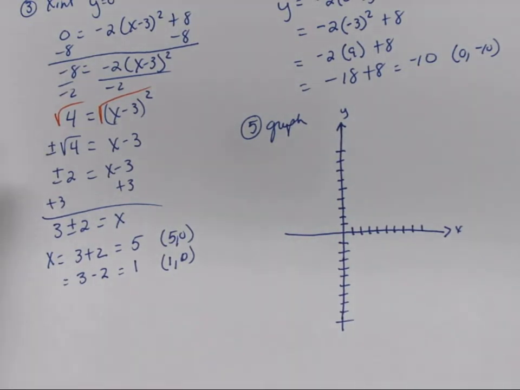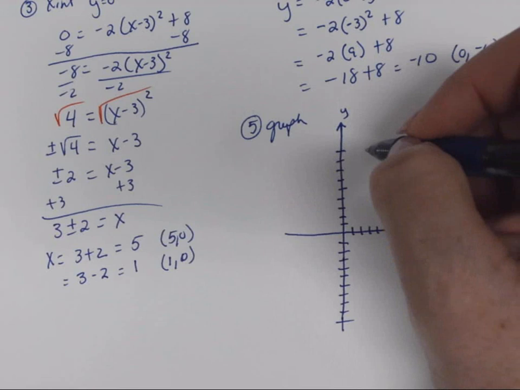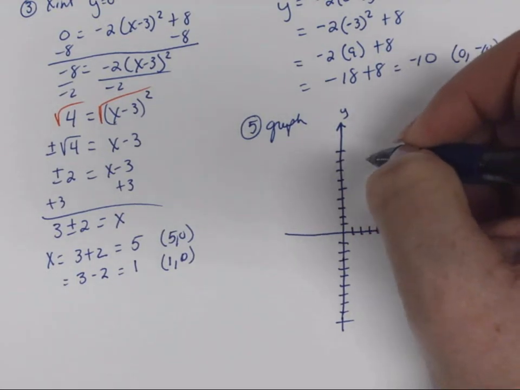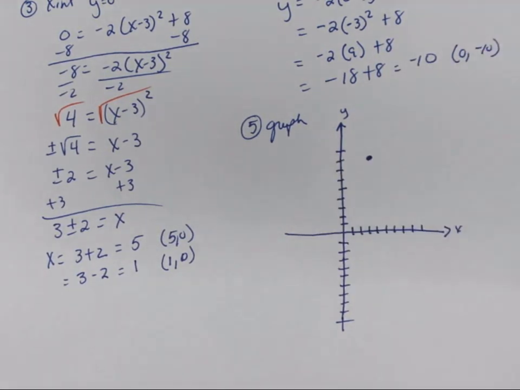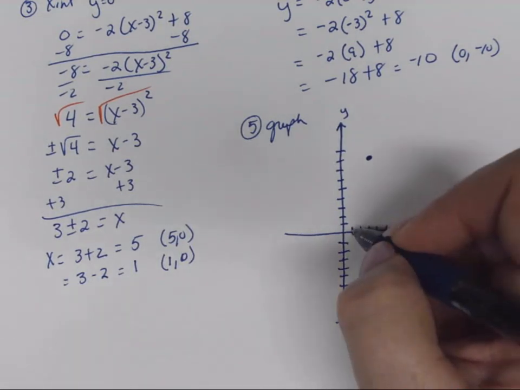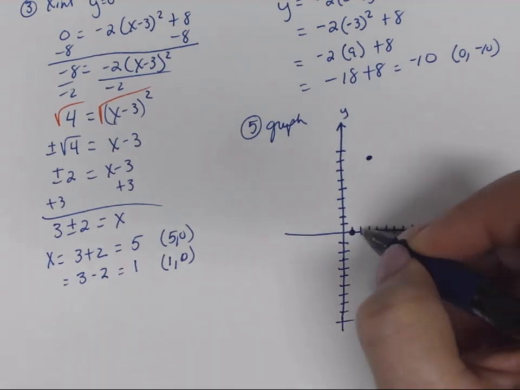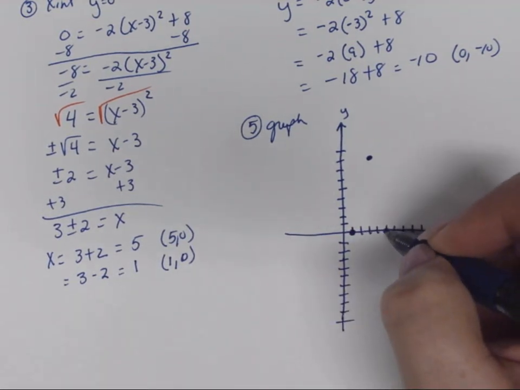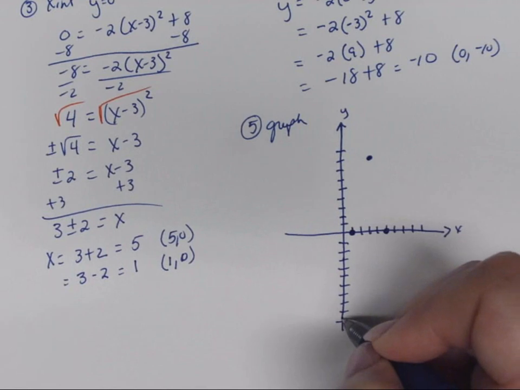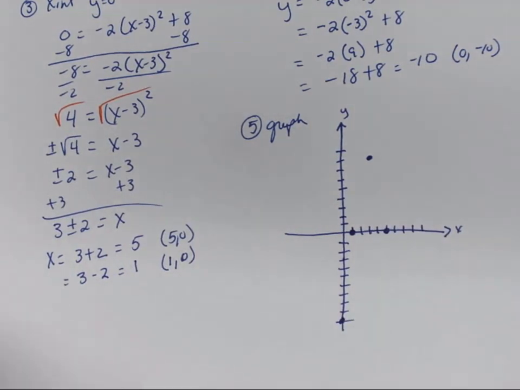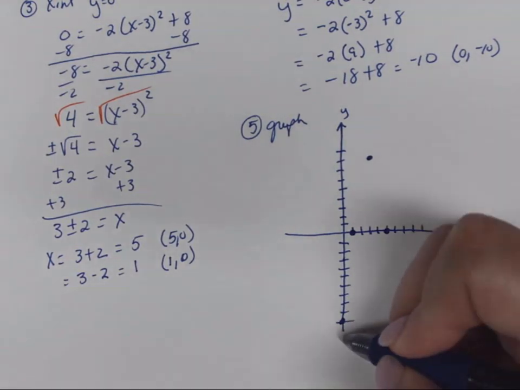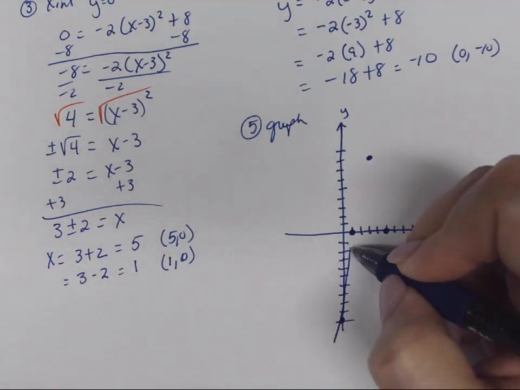All right, so we know our vertex is at (3, 8). So it's going to land about right there. Our x-intercepts will be at 1 and at 5. And our y-intercept is at negative 10. And we know that the graph opens downward. So now we're just playing like connect the dots.